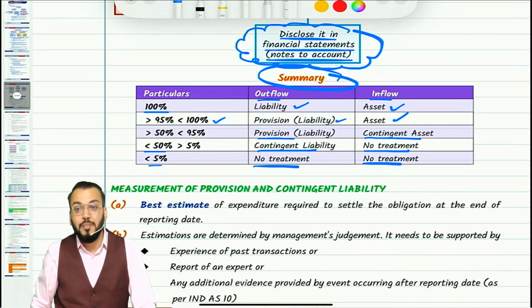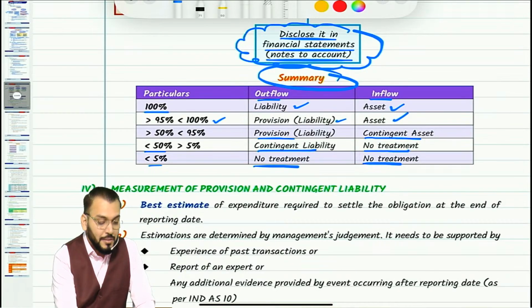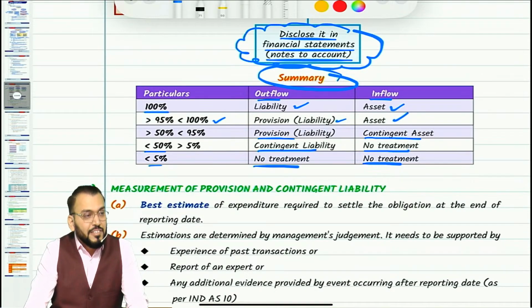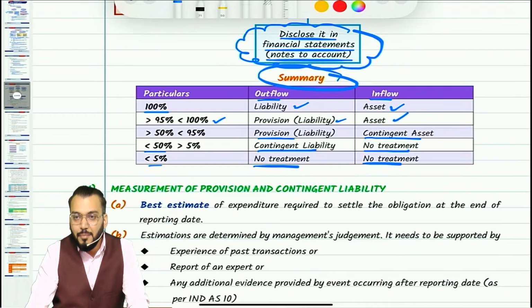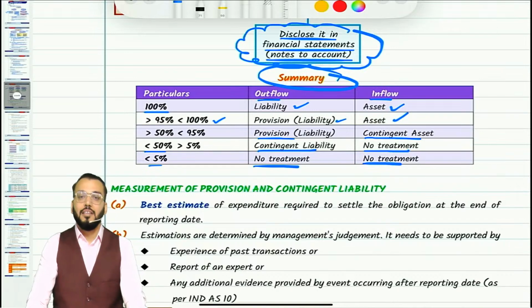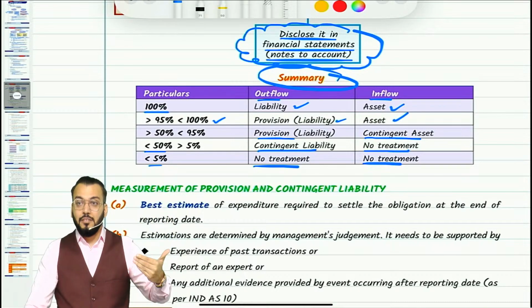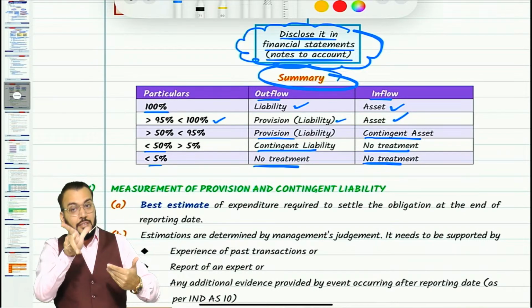With this we have done the meaning part and the recognition part. Definition also completed. Recognition means when to recognize, when not to recognize, when to disclose, when not to disclose. That also we have done. Have you understood? Any doubt? So you can understand the teaching style has entirely changed from CA Inter to CA Final.